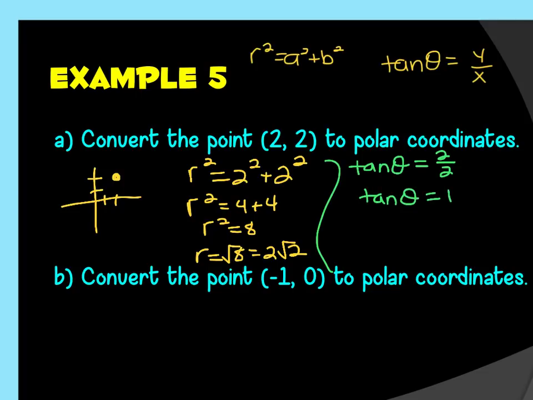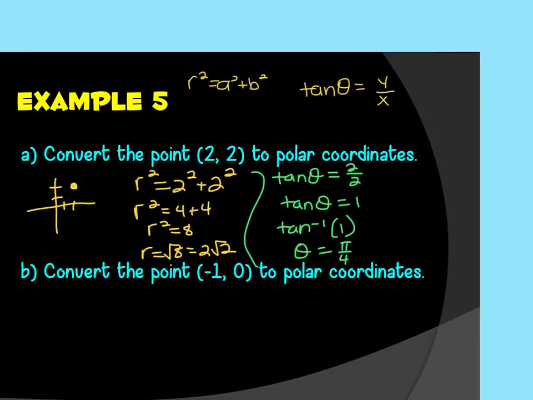Tangent of theta is 1, so we're looking for the inverse tangent. So what angle has a tangent of 1, which again you need to know for Wednesday, and that's pi over 4. So my answer is going to be r comma theta equals 2 root 2 comma pi over 4.